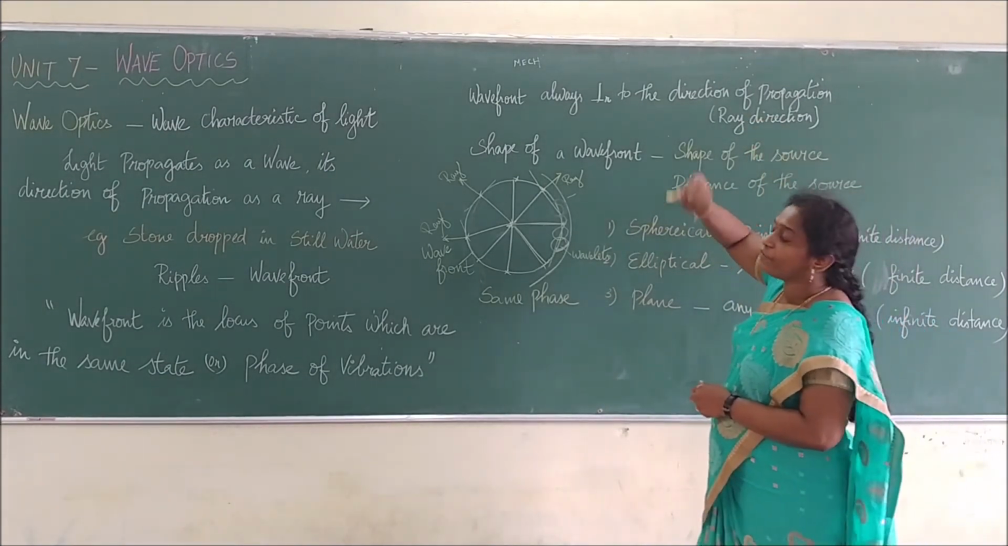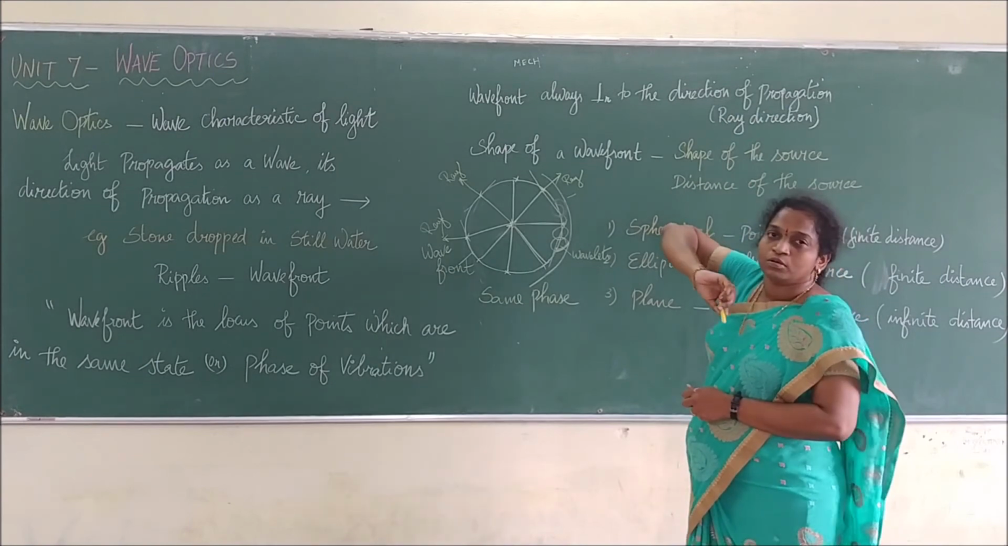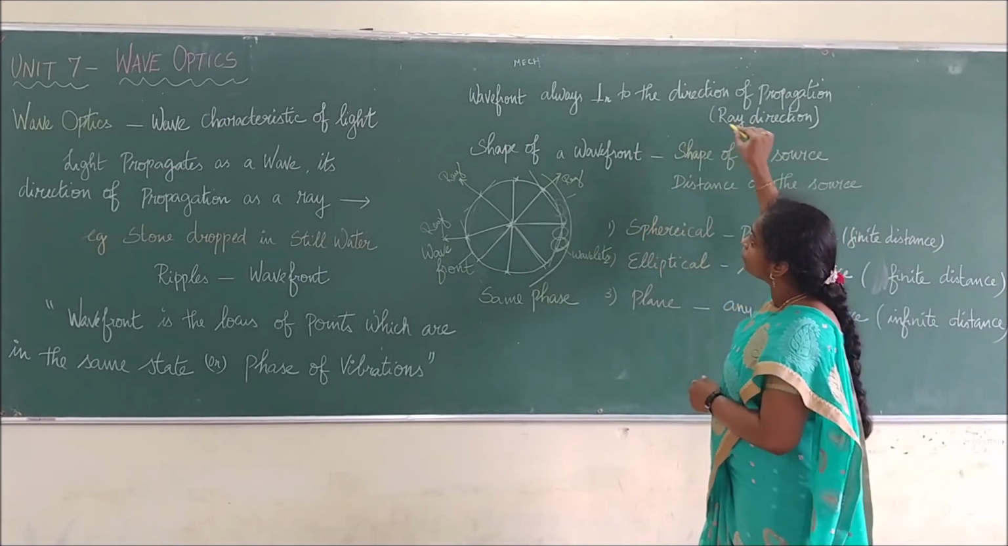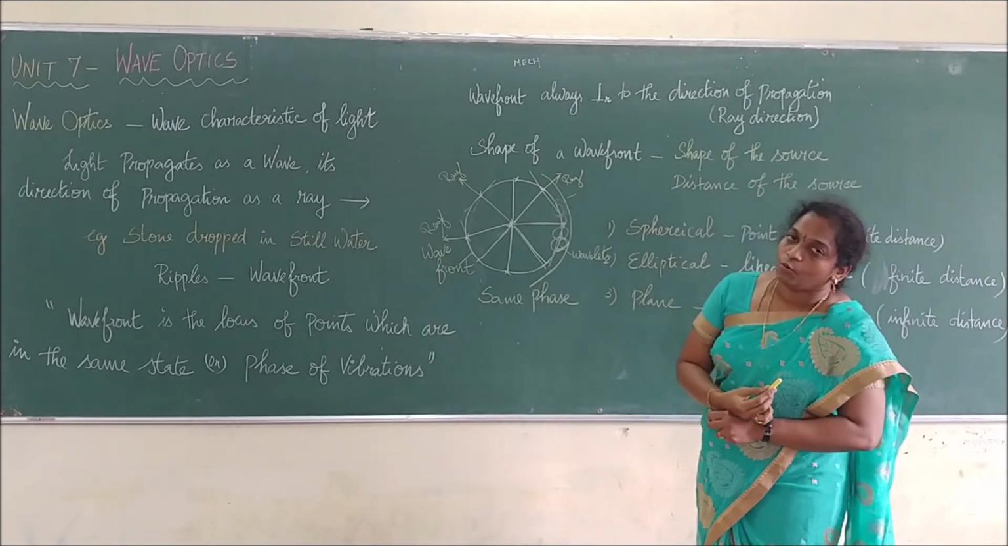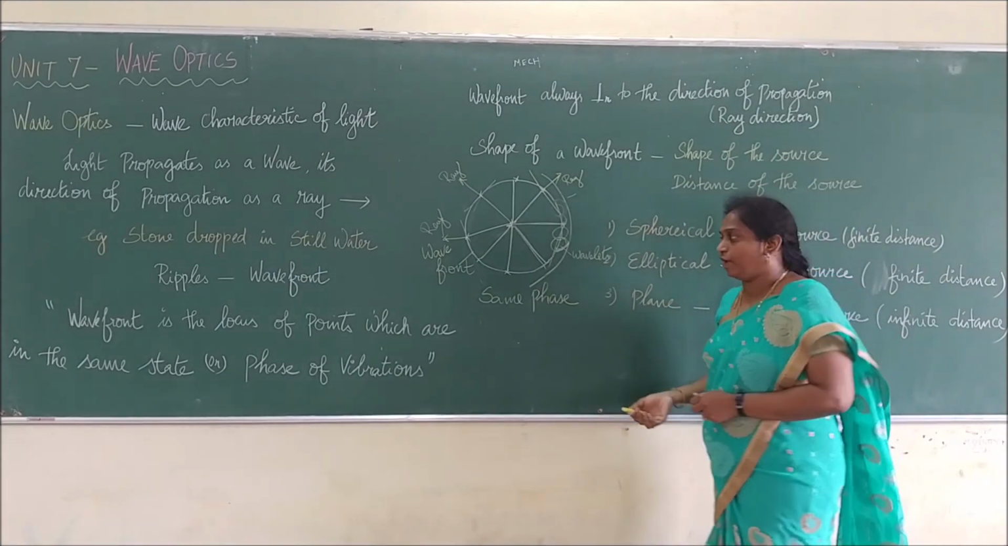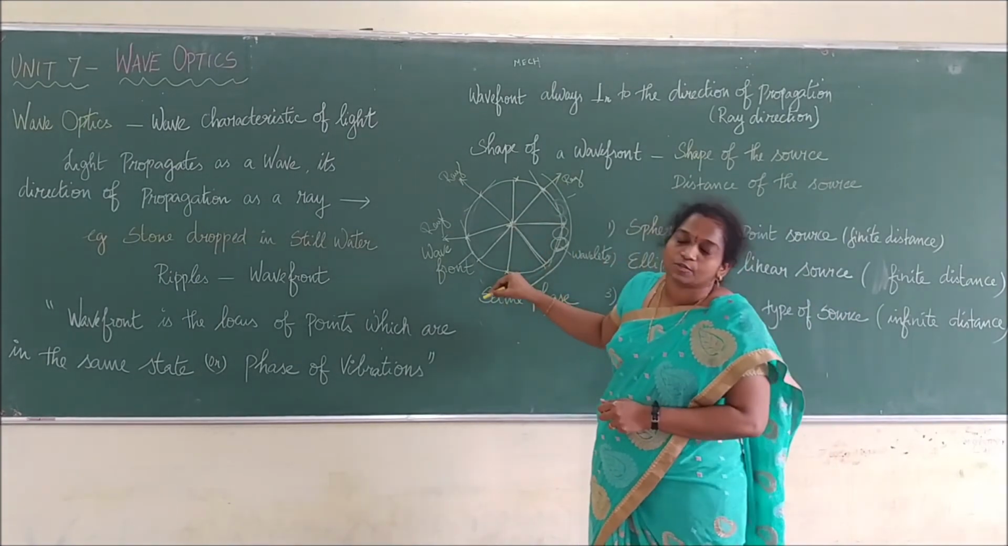Therefore we can say that the wavefront is always perpendicular to the direction of a ray. Right? So the wavefront will always be what? Perpendicular to the direction of a ray. Then we come to the shape of the wavefront. Here I am saying this is spherical or circular in shape. How does this take place?